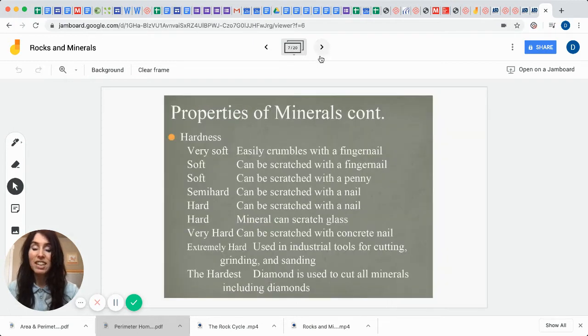Those are adjectives. Okay, if we're going to talk about the properties of minerals' hardness, again, this is the scale that I showed you just a few minutes ago. If something is very soft, you could take your fingernail and scratch it off with that. Then there are different ways you can find out if it's soft. If it can be scratched with your fingernail, scratch with a penny or a nail. And it gets harder if you can only scratch it with glass. It's really hard if it can be scratched with a concrete nail. And the hardest minerals that we have are diamonds. Because of that, diamonds are used to cut all minerals, including diamonds themselves.